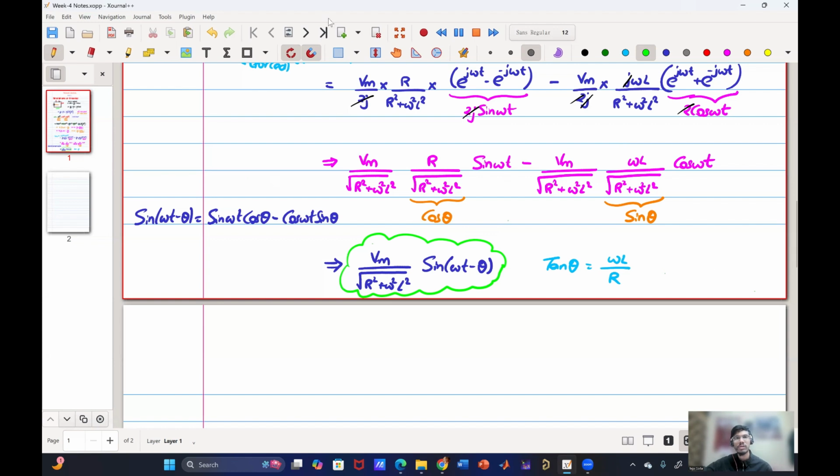We have assumed R square plus omega square L square as cos theta, sir. No, no, no. This entire term. Okay, my bad. So this entire term is cos theta. This entire term is sin theta. Get it?